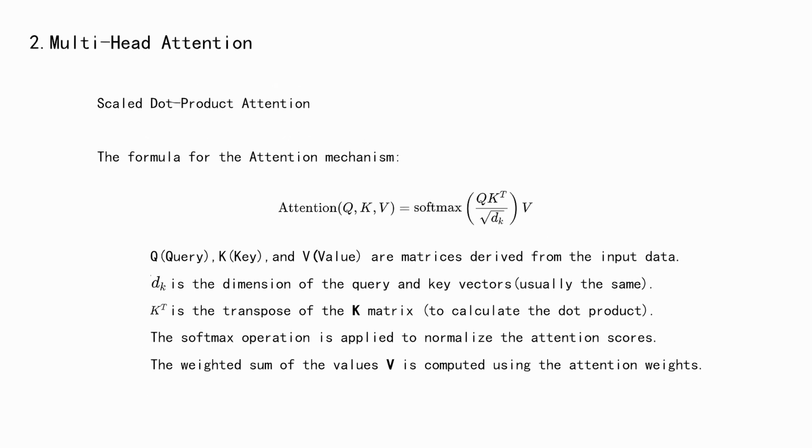The scaling factor is used to prevent the dot products from growing too large as the dimensionality of Q and K increases. Without scaling, the dot product can result in very large values, causing the softmax function to become too steep and making the gradients unstable.